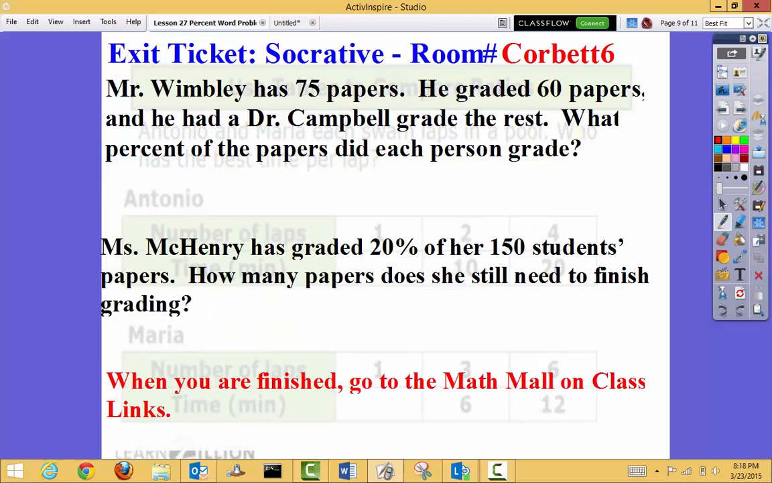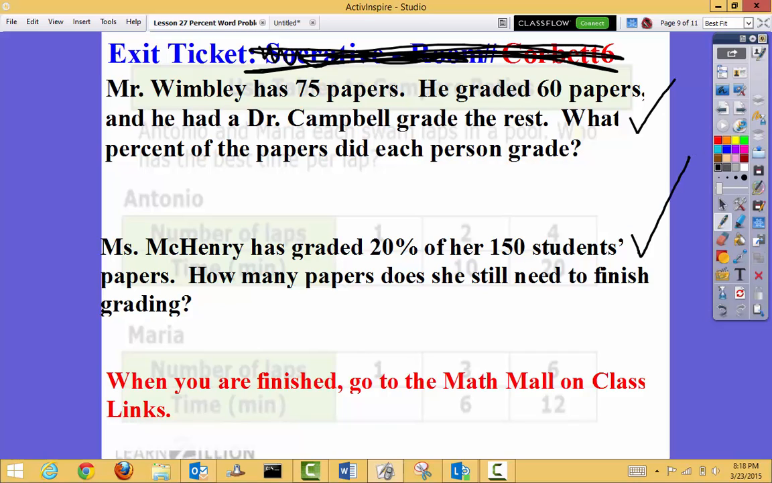Alright, your exit ticket. Since you guys are on the computer, your exit ticket's already going to be in here. So you don't have to do Socrative. What you're going to do is you're going to solve this problem. Then you're going to solve this problem. Then you have one more problem, which is a Google Doc, just like you did yesterday. When you're done with the Google Doc, I want you guys to try the Math Mall on Class Links. Alright, good luck.